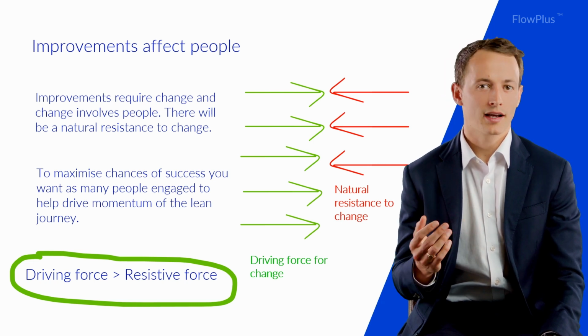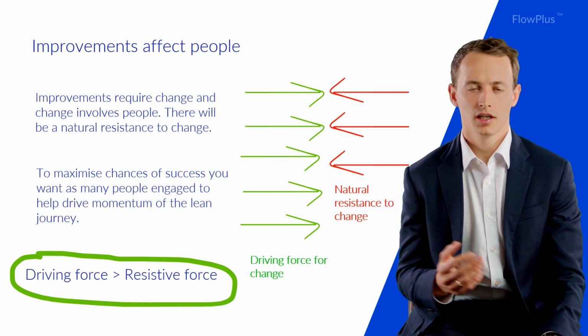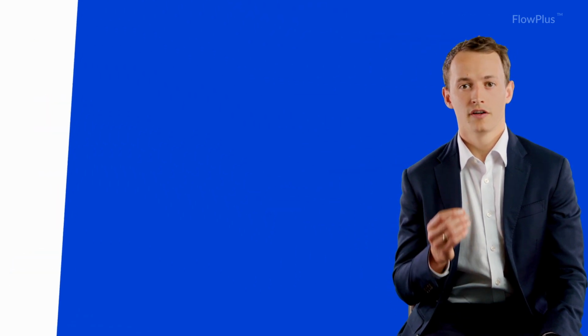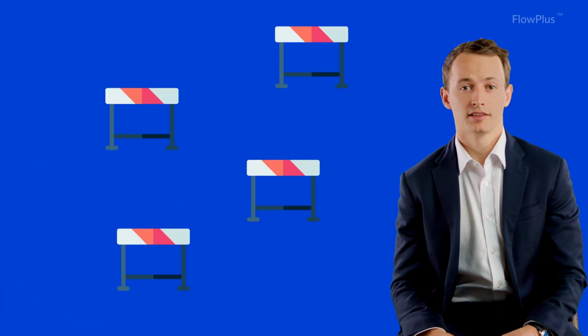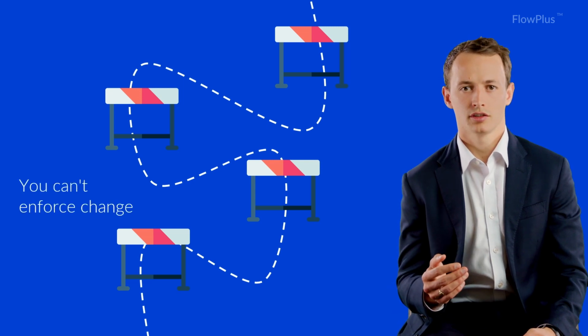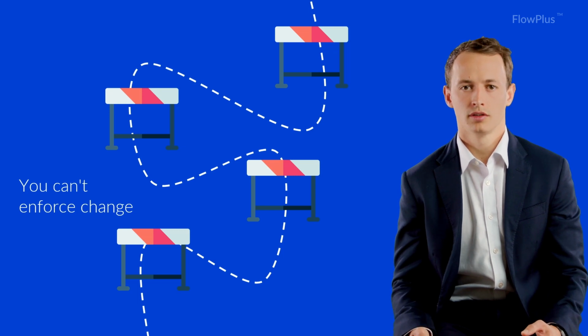If I earned £1 every time an employee told me that they weren't involved in an improvement, I'd be a very rich man by now. This is one of the first hurdles that companies face on their lean journey. You can't enforce change. You need active involvement from the people doing the job.